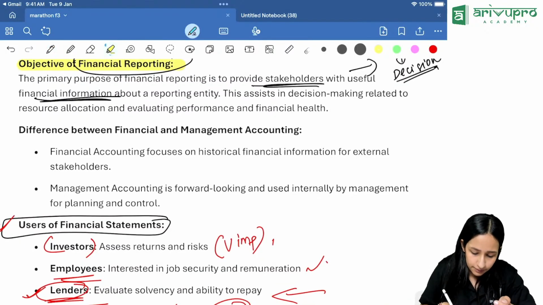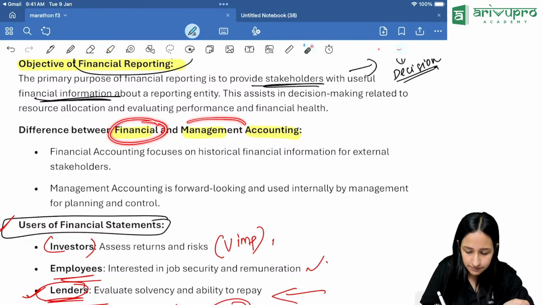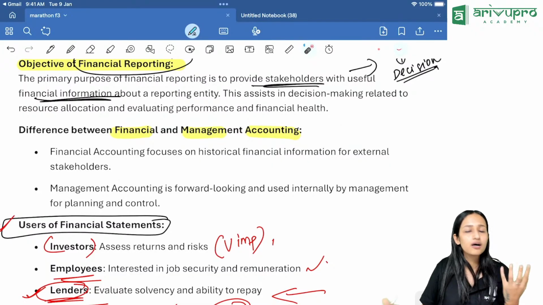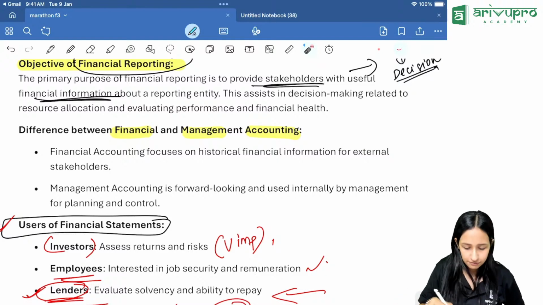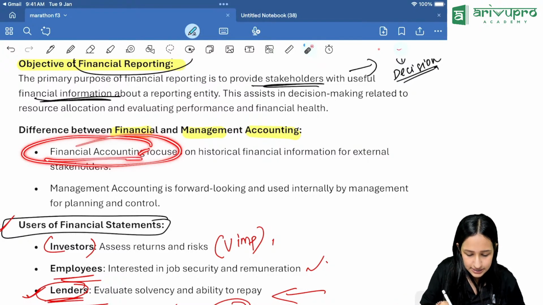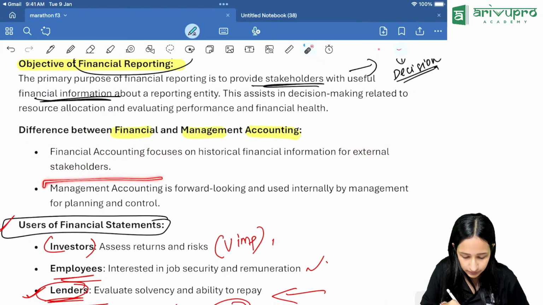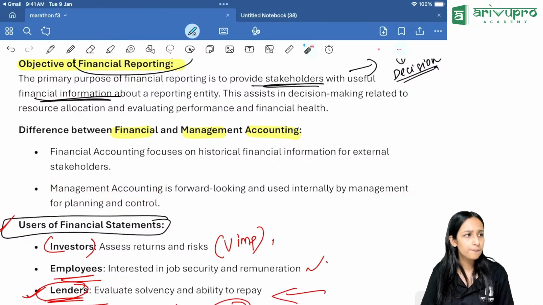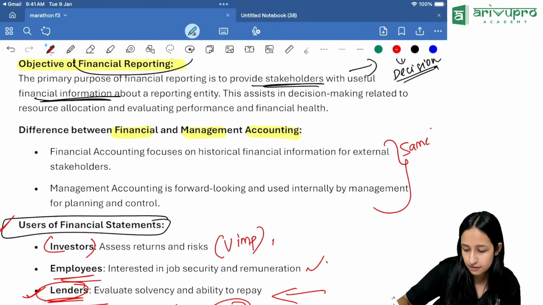Now we'll be learning about different types of accounting. One is financial, one is management. What is financial accounting and what is management accounting? You need to understand this difference. You could be tested. A small MCQ could come based on this. So what will you tell? Financial accounting is something for the external stakeholders, whereas management accounting is for the management, who are the internal stakeholders. Got it? Now, both financial and management gives us the same information.